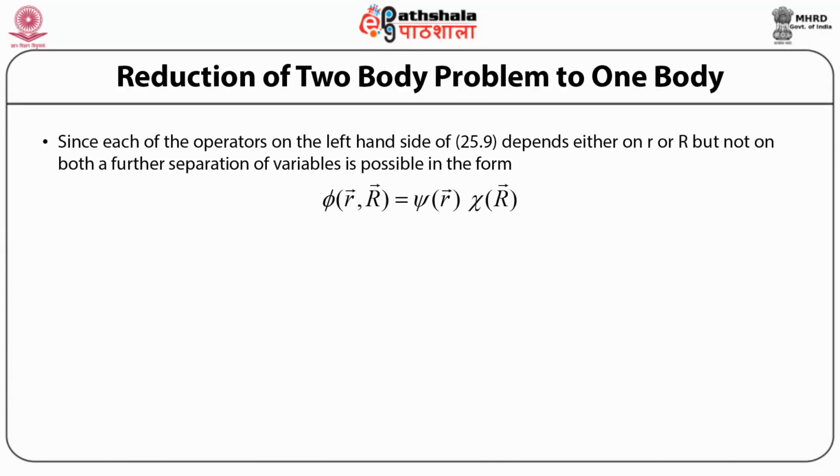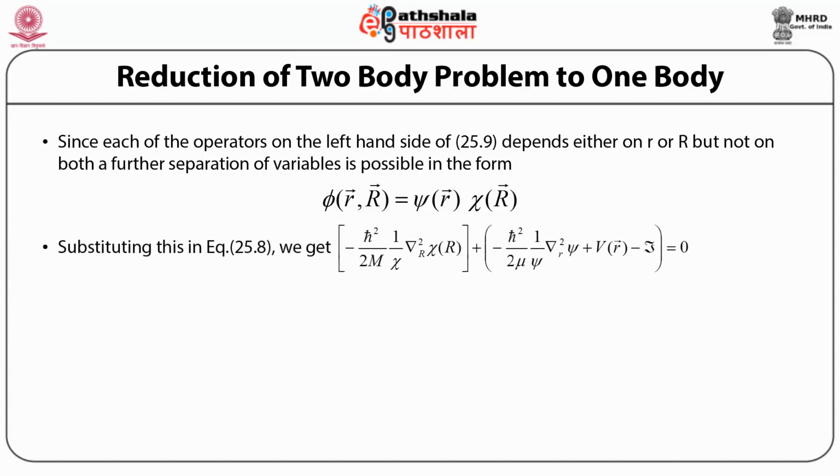Since each of the operators on the left hand side of 25.9 depends either on small r or capital R, but not on both, a further separation of variables is possible in the form phi as a function of small r vector and capital R vector equal to psi as a function of small r vector multiplied by chi as a function of capital R vector.